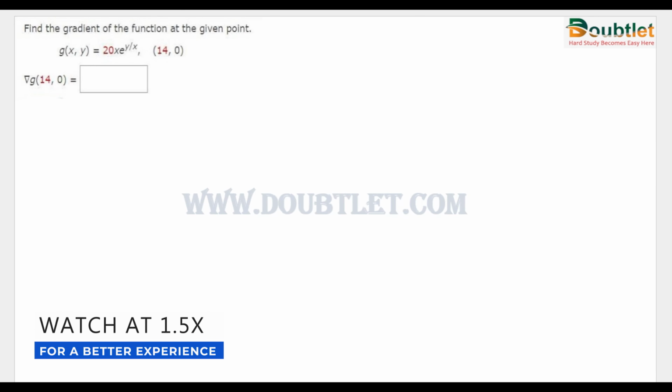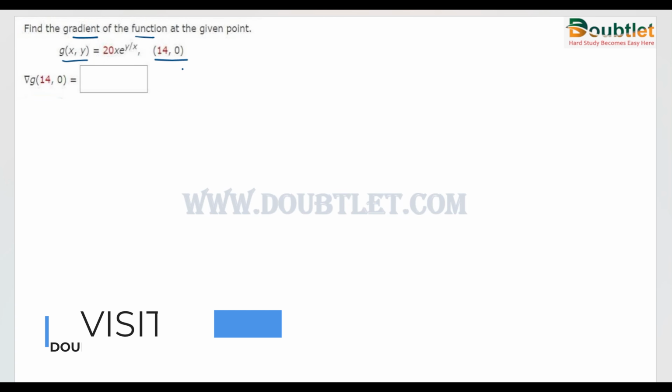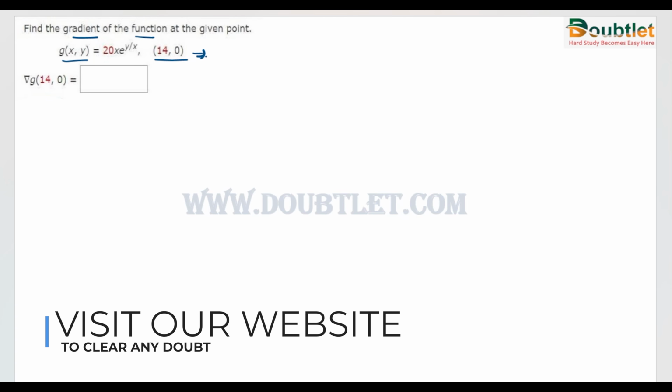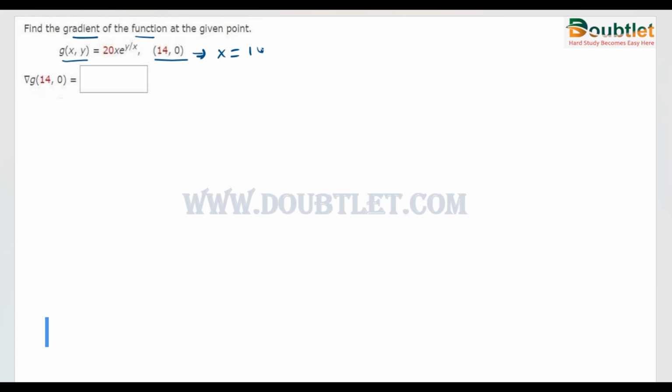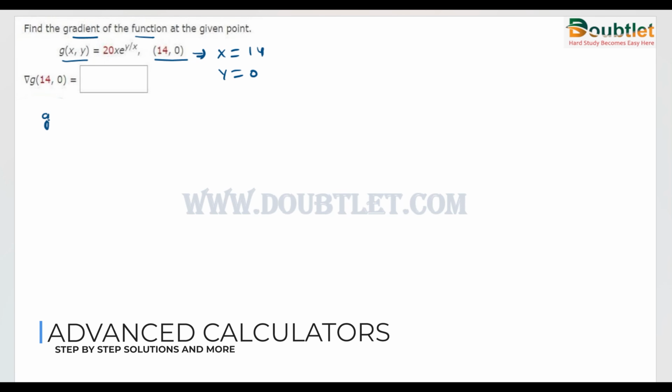So in this video, we are going to learn how to find the gradient of the given function. This is a two variable function and we have to find the gradient at this point. So from this point, what can we write here? We can write that we have to put x is equal to 14 and y is equal to 0. So g(x, y) is given.